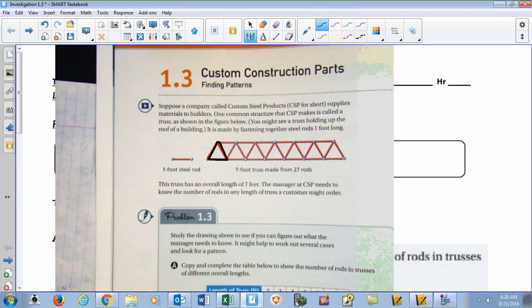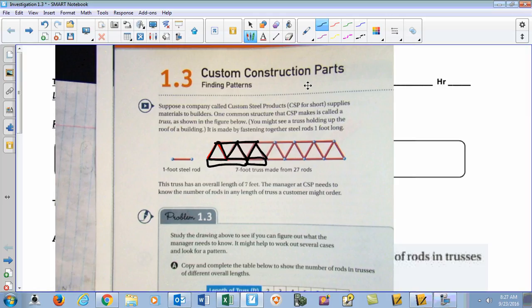3, right? Because they make a triangle, right? Now, to go another foot, this is 1 foot. So to go 2 feet, how many more rods do I need to add? 4. Why 4? 1, 2, 3, and then we have to connect them, right? 4. So for the first truss, I added 3 to the first foot. The second foot, I added 4. What about if I wanted to go 3 feet? Add 4 more. 1, 2, 3. So you kind of see a pattern there, right?